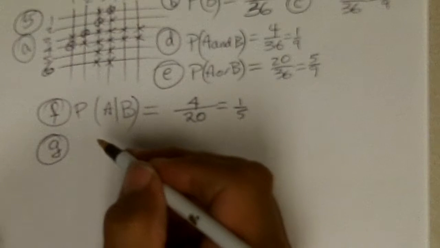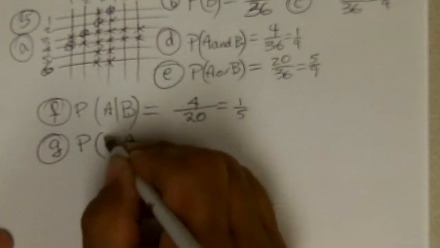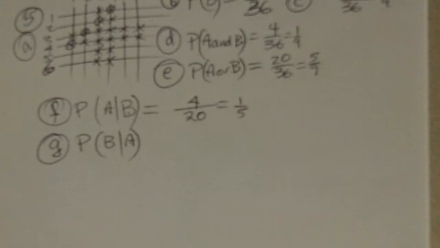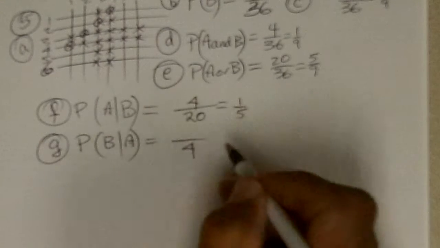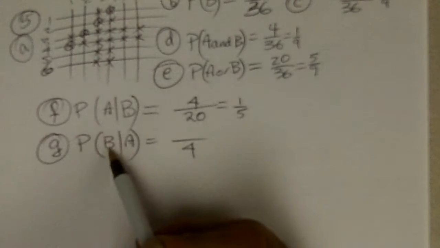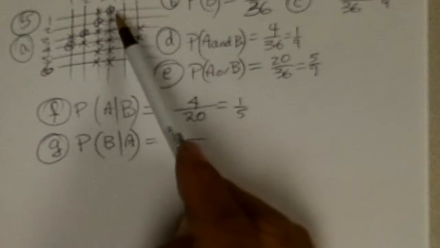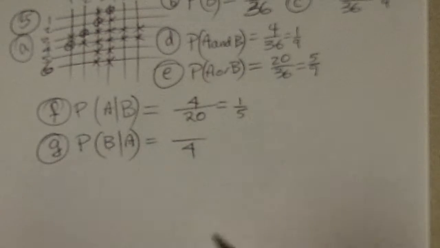G, B given A. So this case, if we know A, if we know that we got a sum of 5, what's the chances that we get a B? Well, how many A's are there? 4. And how many of those A's, what's the chances of having B if we got one of those A's? Well, if we got an A, a circle, then we know we have either a 3 or a 4 showing.